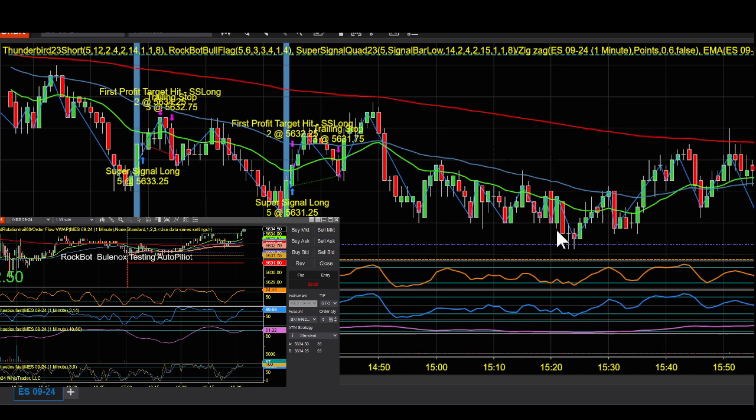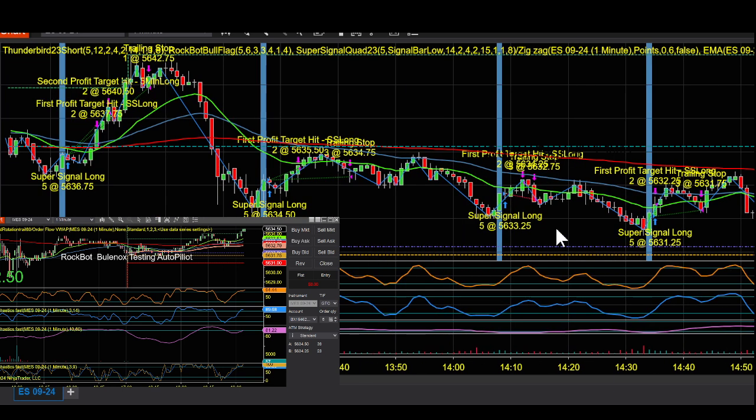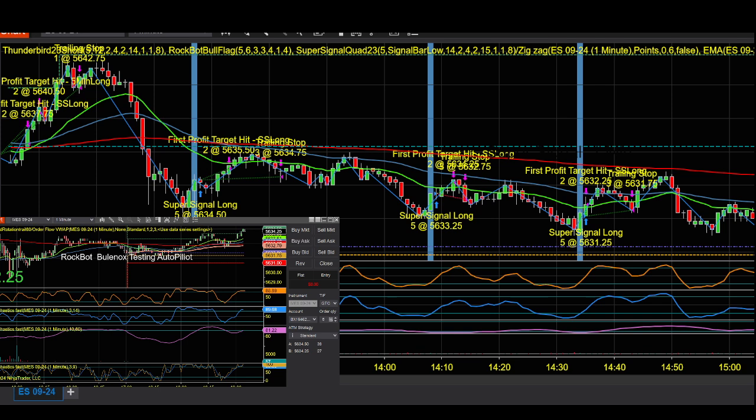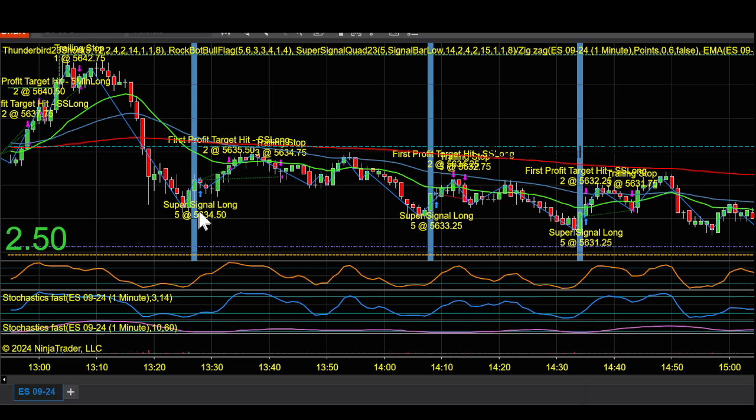So I like to use the scripts like we use today. If we look back at this, let me get rid of the other chart here so you can see it. Now this is running the Super Signal script. Now I made a few different scripts. I made the regular Thunderbird.